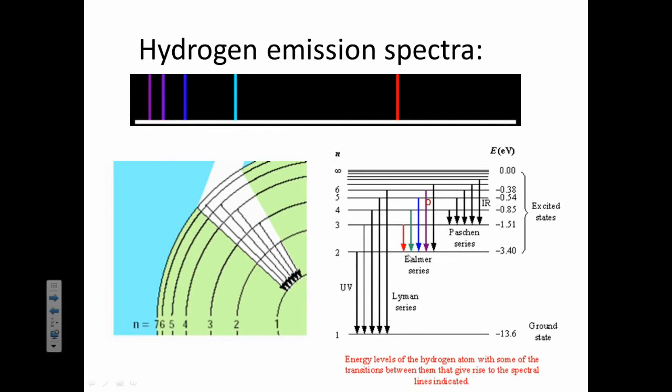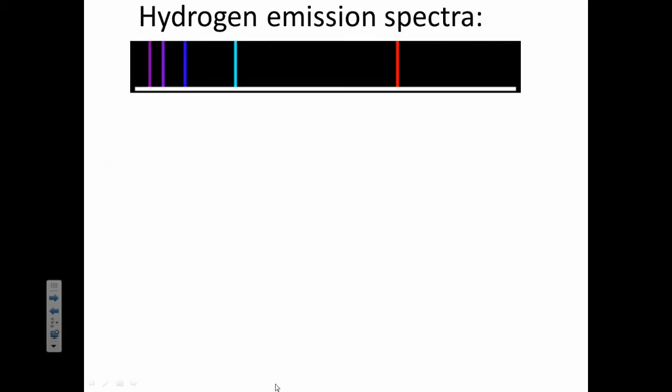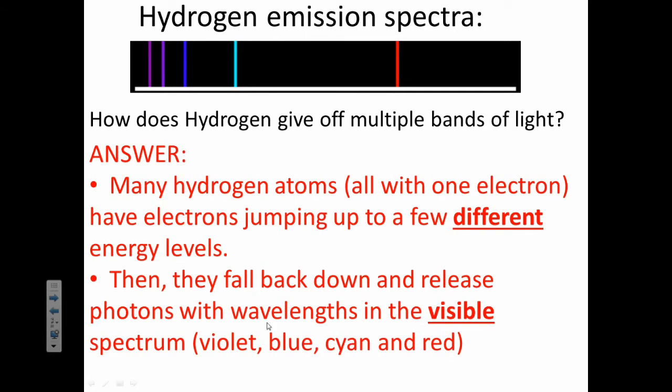Okay, and it gets complicated because electrons can jump up and then jump up again and come back down, and they can release red, the teal-y green color, the blue, the violet, etc. Besides ultraviolet, they might also release some in the infrared, where the wavelengths are too long for us to see. So it gets complicated. But if you can understand this, then you're understanding it as deep as I need you to. So how does hydrogen give off multiple bands of light?